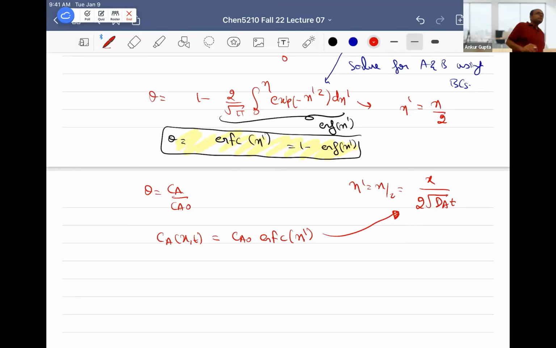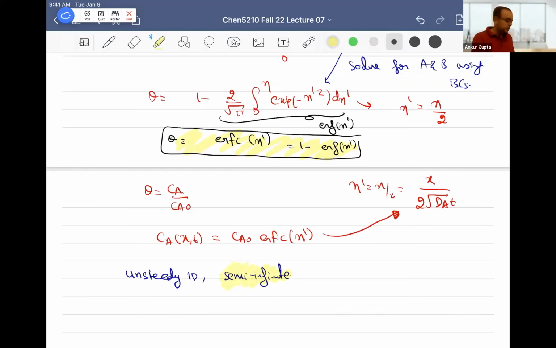So what have we discussed till now? We have discussed essentially unsteady 1D diffusion for a semi-infinite system. I really want to emphasize that when you see a semi-infinite system, you can start to think about a similarity transform. Whenever you see a semi-infinite system, it's a good idea to try it. It may not always work, but there's a good chance of working. So whenever you see semi-infinite, you can try this out.